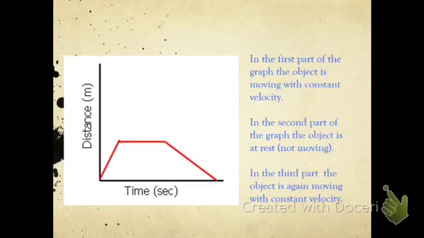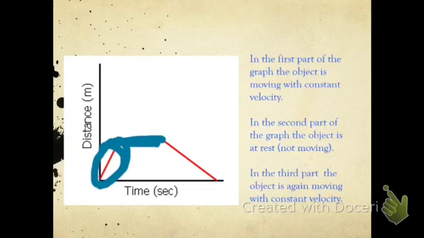Sometimes graphs tell stories, okay? So if we look at the shape of this graph, we can tell that at the beginning, this object was increasing its distance, and the line is pretty steep, meaning it was going pretty fast. Then when it got to this point in time, it stopped moving, okay? It's because it's a flat line.